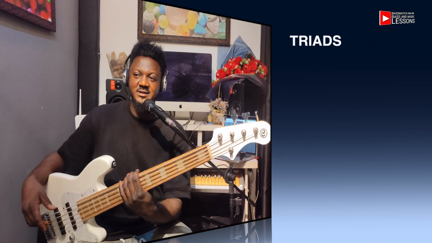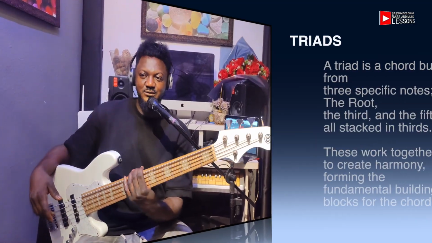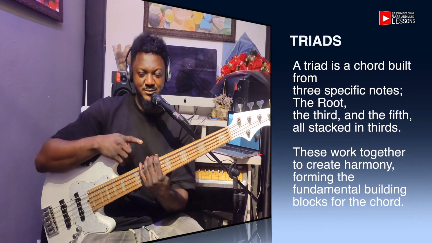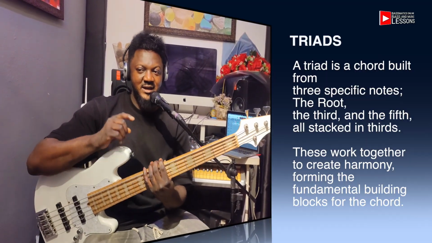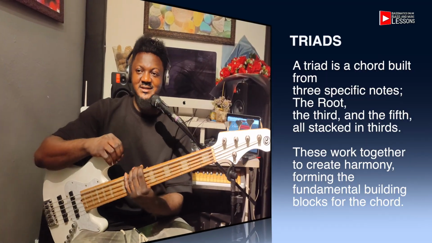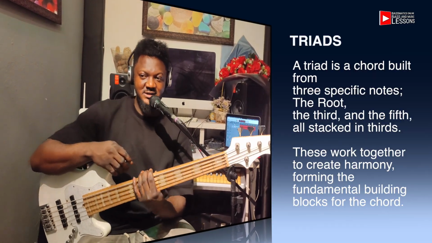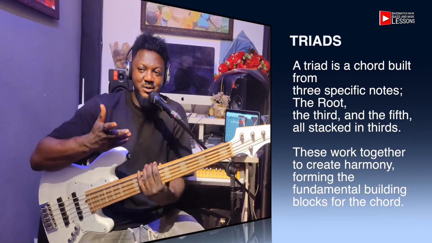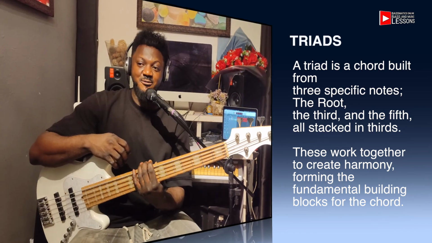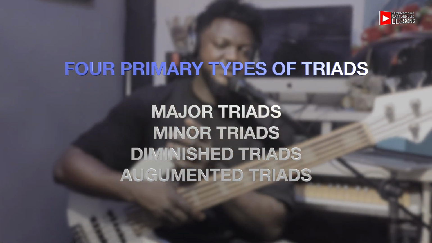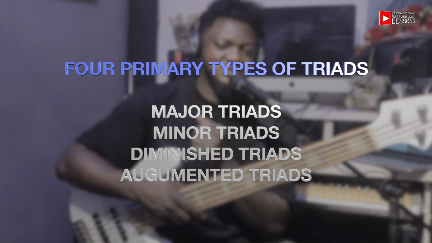A triad is a chord built from three specific notes: the root, the third, and the fifth, all stacked in thirds. These notes work together to create harmony, forming the fundamental building blocks for chords. There are four primary triads: the major triads, the minor triads, the diminished triads, and the augmented triads. I'm going to break down each of them for you and explain how they work.